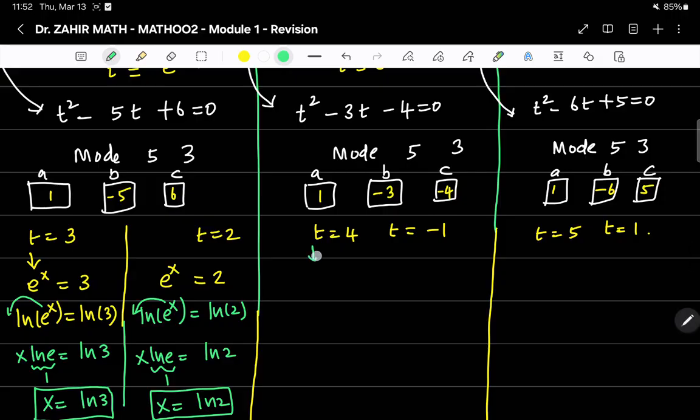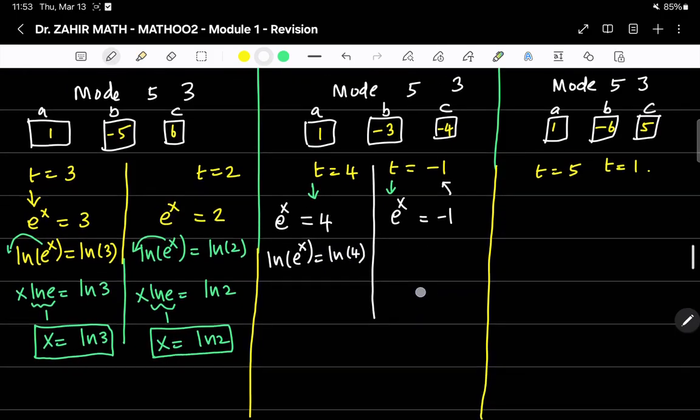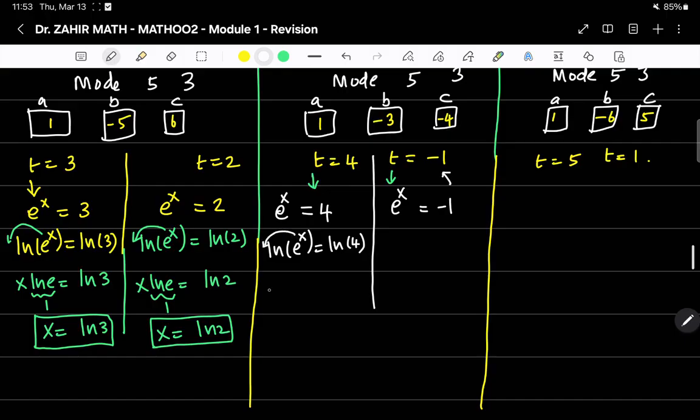Right. What is your t? Your t is e power x is equal to 4. Put a line. And e power x is equal to minus 1, negative. Be careful. Right, so taking ln on both sides, ln e power x equals ln 4. I'm using the power rule, so I get x ln e is equal to ln 4. So ln e is 1, so x is equal to ln 4 is your answer.